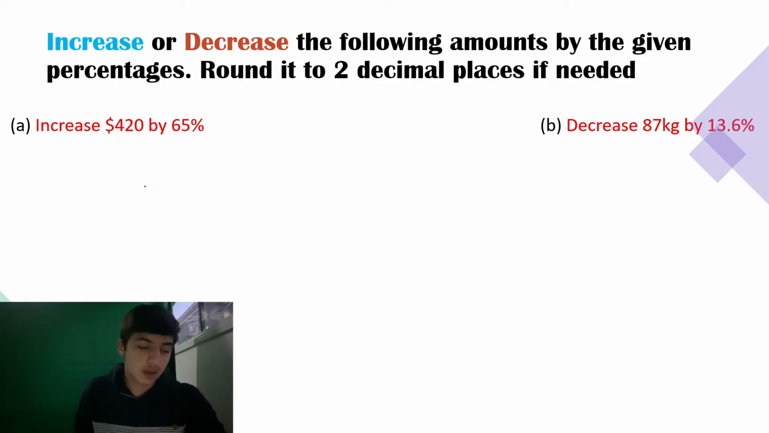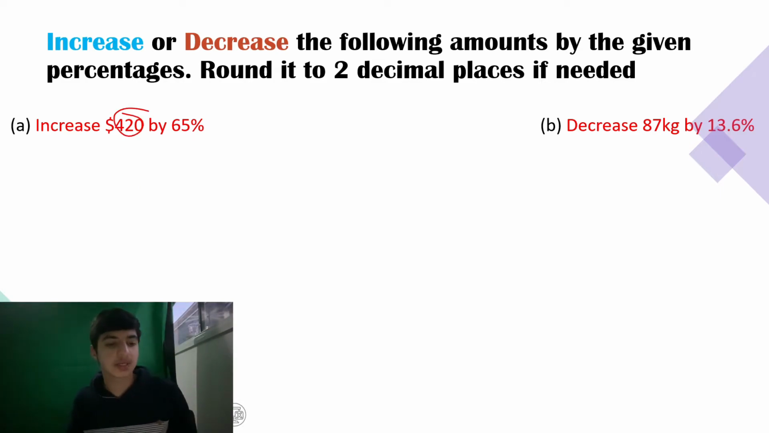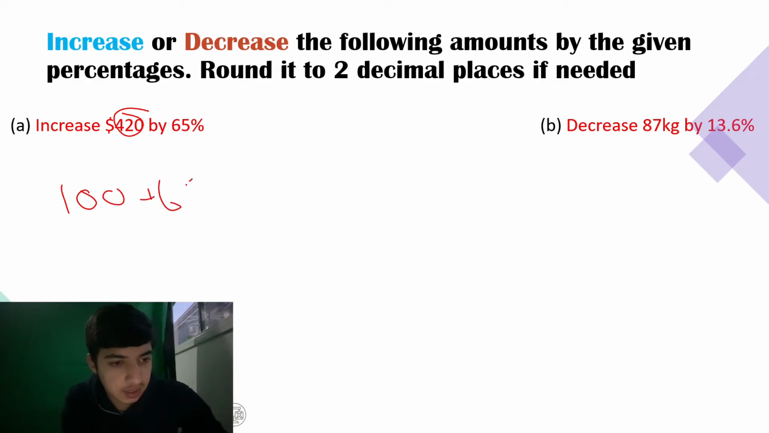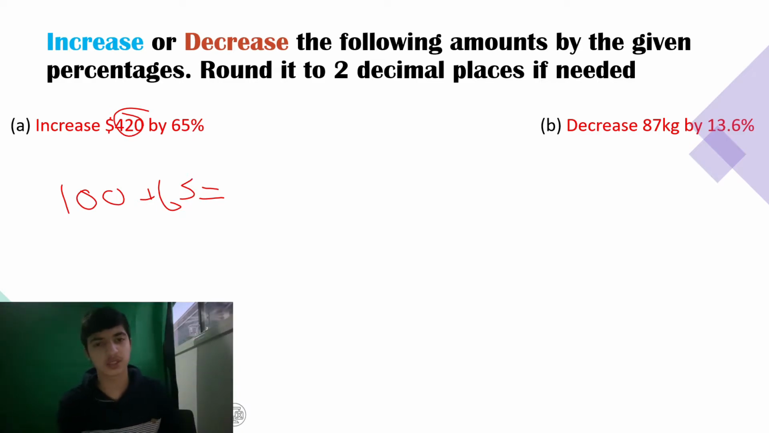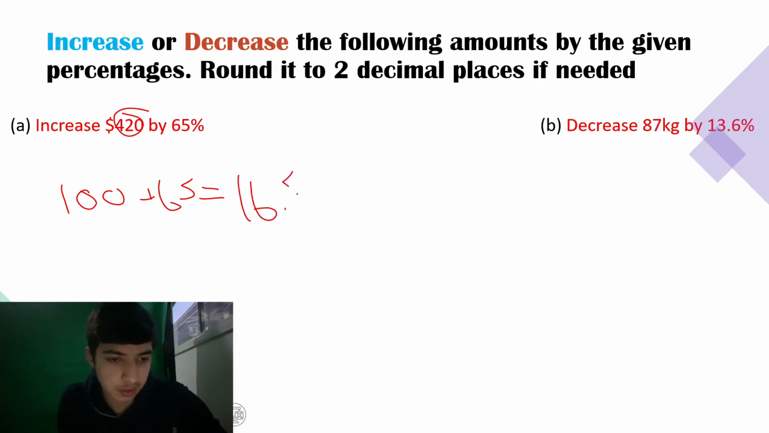Since there's no negative impact on the money, as you see here, it's already 100%, and it's telling us to increase it by 65%. So what we do here, the 420 is the 100%, we're adding 65%. So we have to convert this to a decimal. Since a fraction wouldn't really help, decimal is the easiest option. So when you have 165, you change it to 1.65.